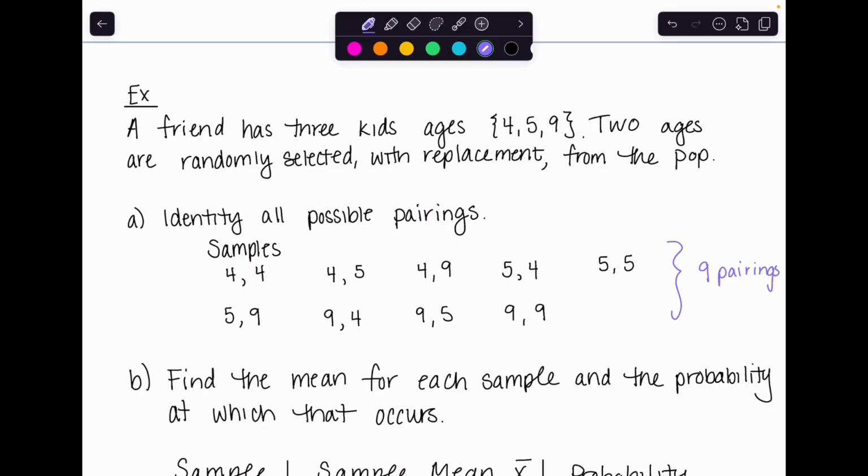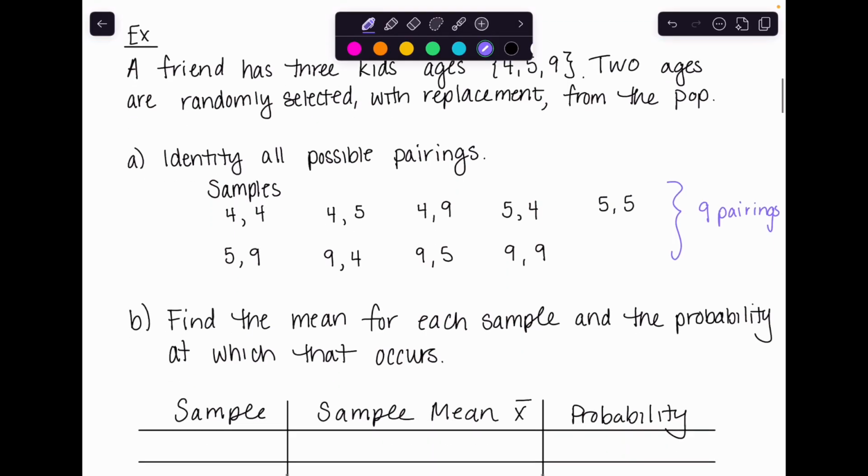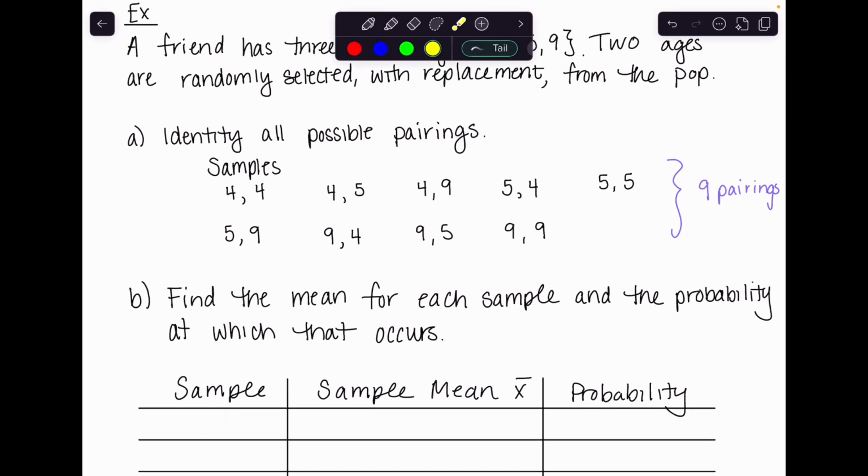So what I'm going to do is find the sample mean between each of these pairings, and then I'm also going to find the probability at which it occurs. The probability is going to be the same in this column because each of these samples, since they're randomly selected, has an equal chance. So any one given sample has a 1 in 9 chance of being drawn.